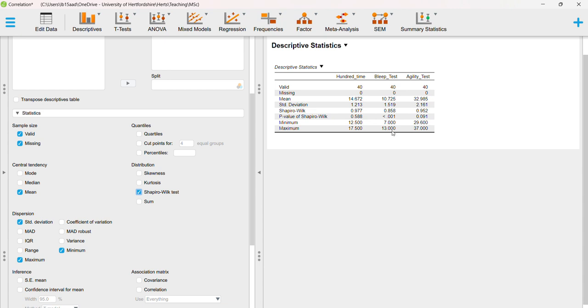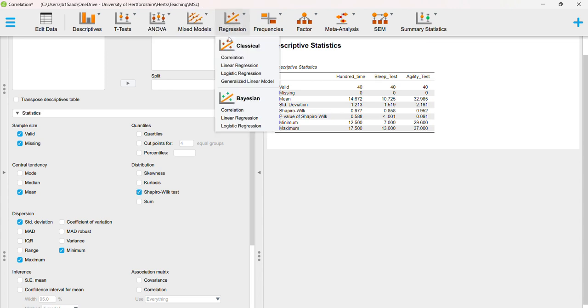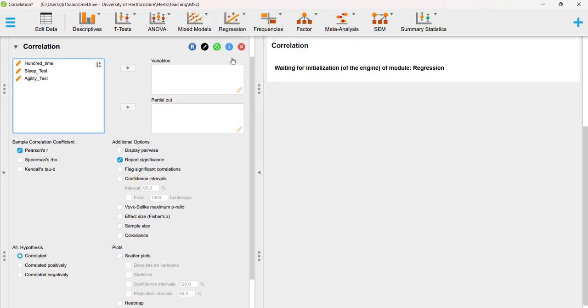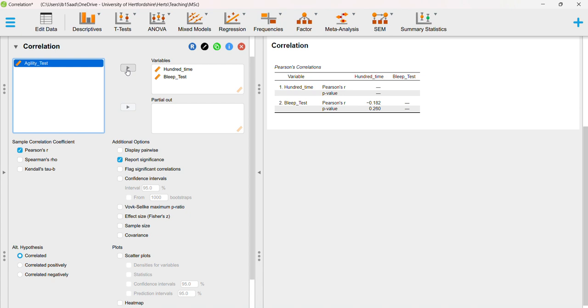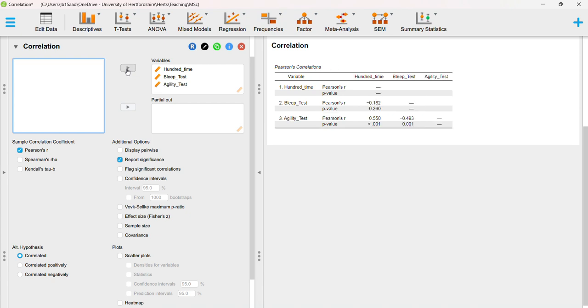So that's what we're going to do next. If I look at the top of my screen, I'm going to go to regression this time, click on it, and you can see it comes up with correlation. So I'm going to click on the correlation. Now I'm going to put my 3 variables across onto the variables list.